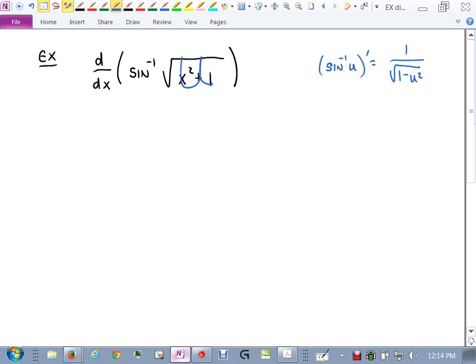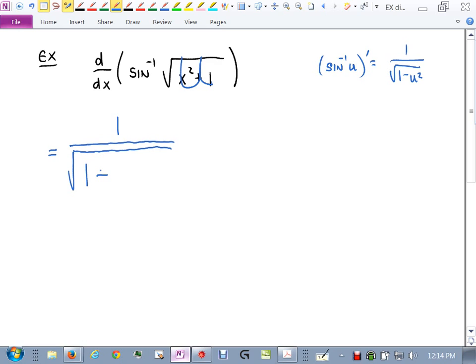And then what would I have to do after I do that? Multiply that by what? The derivative of u. Now, u is the square root of a polynomial, and so we have to do chain rule on that too. So there's a lot involved in this. So let me write this down. I'm supposed to write 1 over the square root of 1 minus u squared. What was u for us? Square root of x squared plus 1.